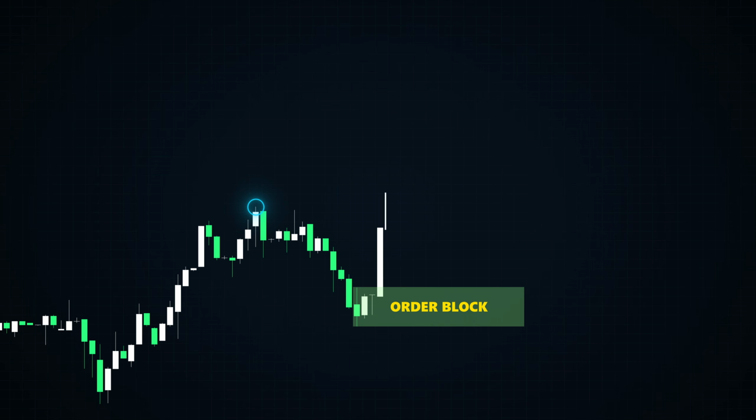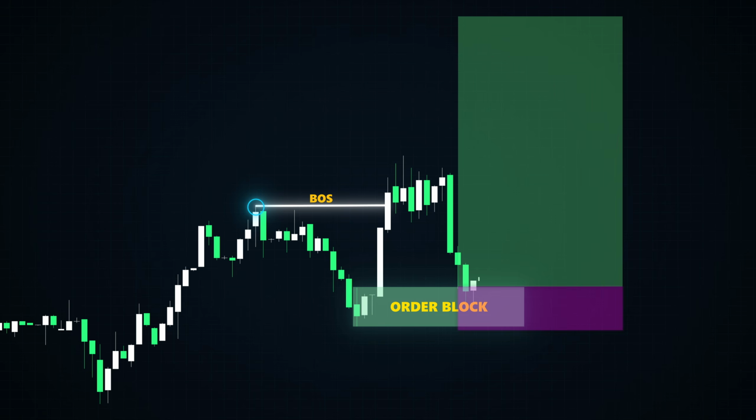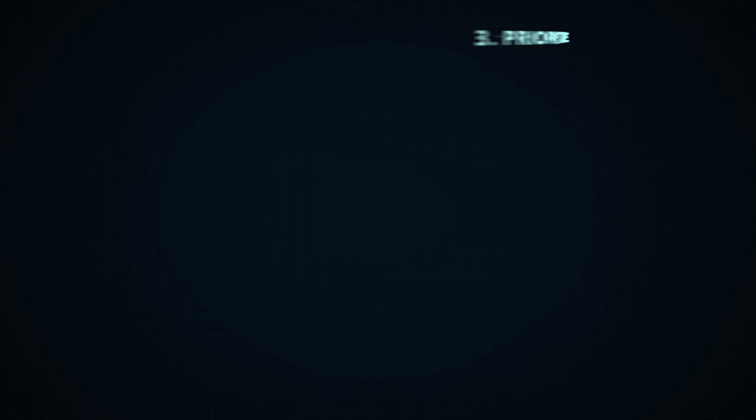If the price breaks through this level with strong momentum, that's a break of structure, BOS. This signals that the trend could be shifting, making your order block a critical level to watch. So, always confirm the market's direction before taking a trade. This one step can be the difference between a high probability setup and a costly mistake. Now let's go to the third rule.